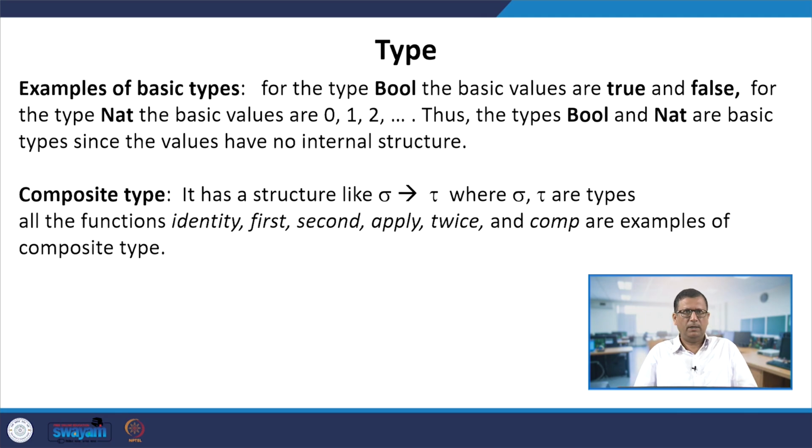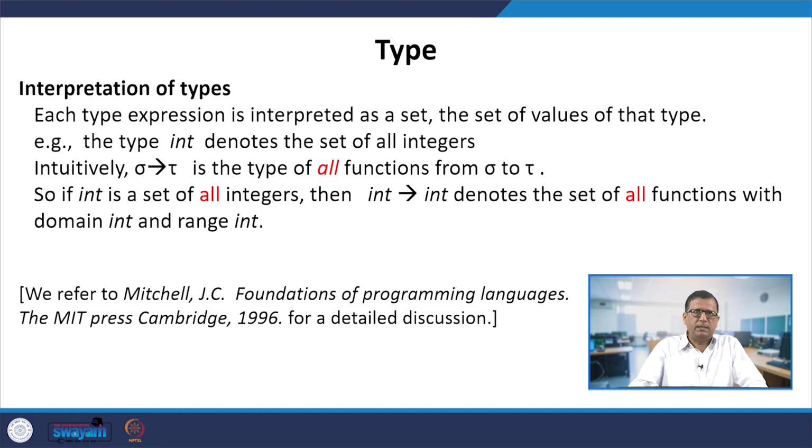So, for example, all the functions like identity, first, second, apply that we have seen are all examples of composite types. So, how to differentiate between the two types? Composite types will always have an arrow, that means they are functions, and basic types will not have any arrows, they will be A, we write nat, we write int, and so on. Now, we give an informal interpretation of types. Each type expression is interpreted as a set, the set of values of that type. So, when we say the type int, it denotes the set of all integers, or the set of all natural numbers if we say the type is nat.